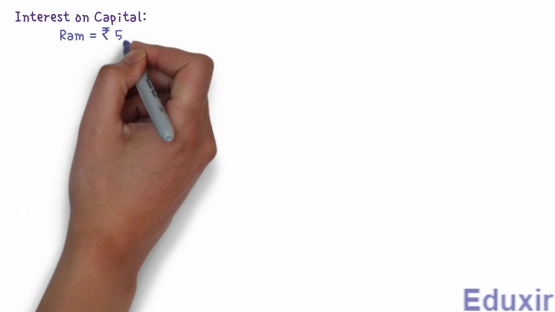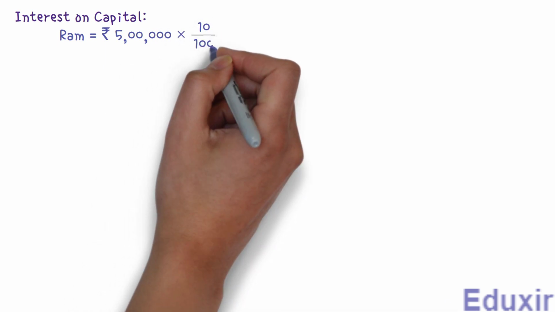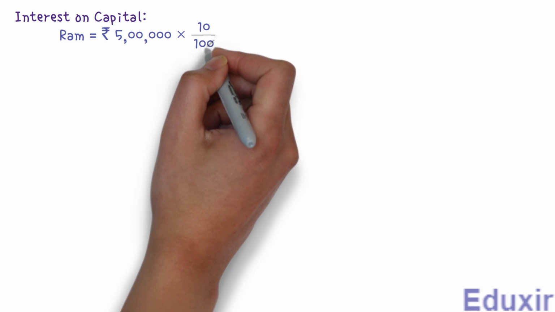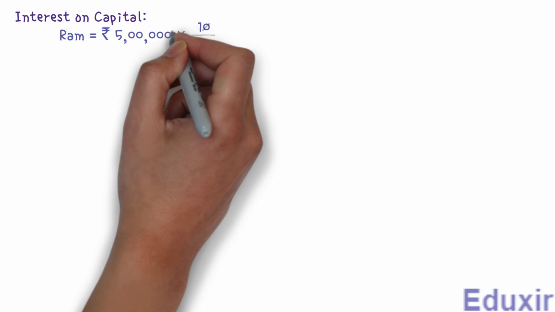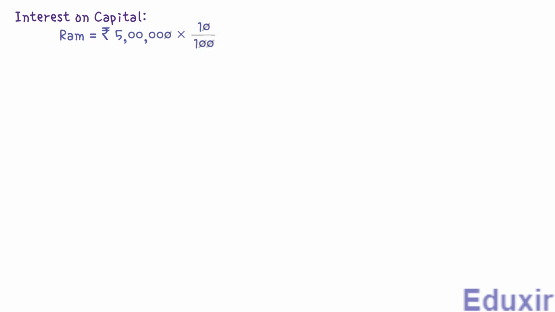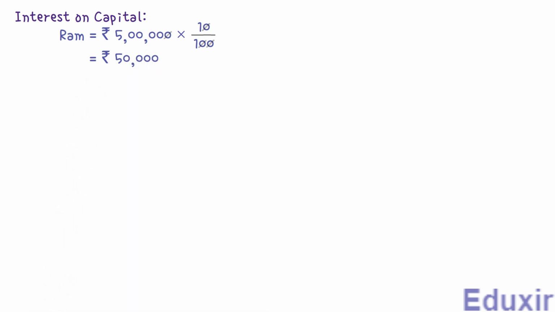Now, the interest on partner Ram's capital is his capital amount of 5 lakh rupees multiplied with the rate of interest on capital 10 upon 100. Let us cancel a 0 in 100 for the 0 in 10. Let us cancel the other 0 in 100 for the 0 in 5 lakh rupees. The result of this calculation is 50,000 rupees. This is the interest on partner Ram's capital.